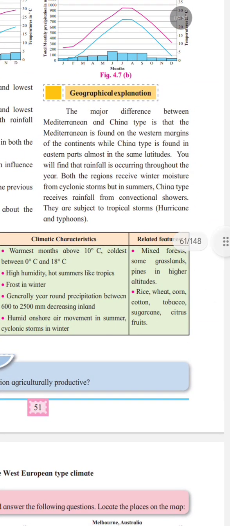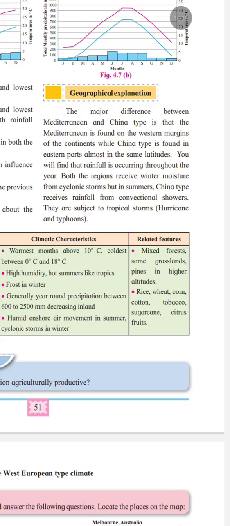Now let's move to the geographical explanation. There is one important difference between Mediterranean and China type climate. The Mediterranean climate is generally found on the western margins of continents, while China type climate is found on the eastern part of continents, approximately in the same latitudes.